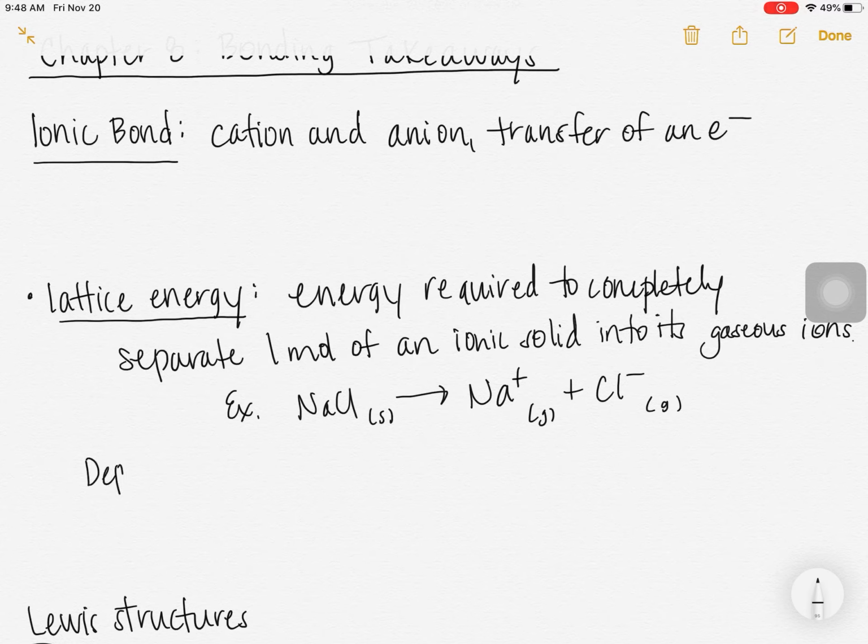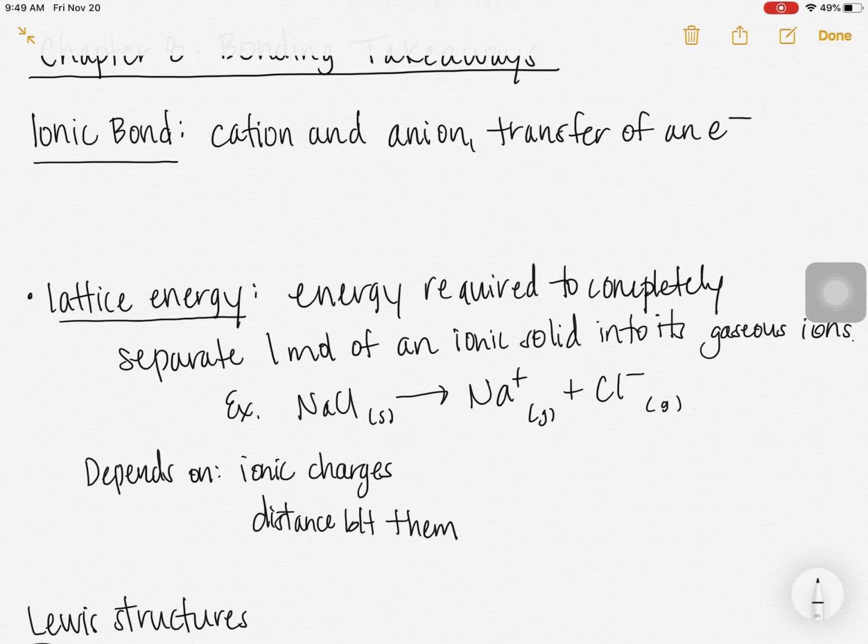And this is where we learned that it depends on 2 things. The ionic charges. So is it +1, is it +2? And the distance between them, or the size of the atom. So we made kind of a bold statement somewhere on our note paper that lattice energy increases as the charges increase.